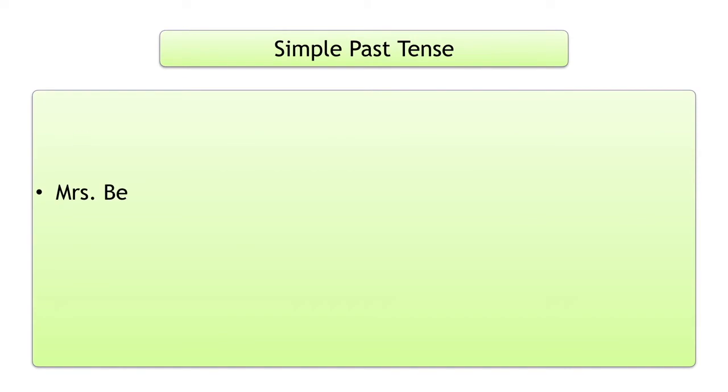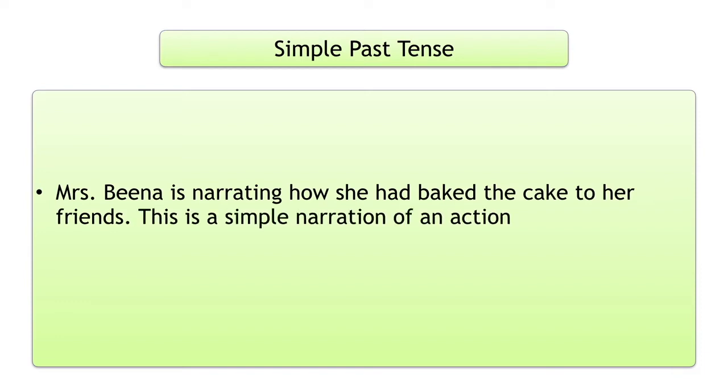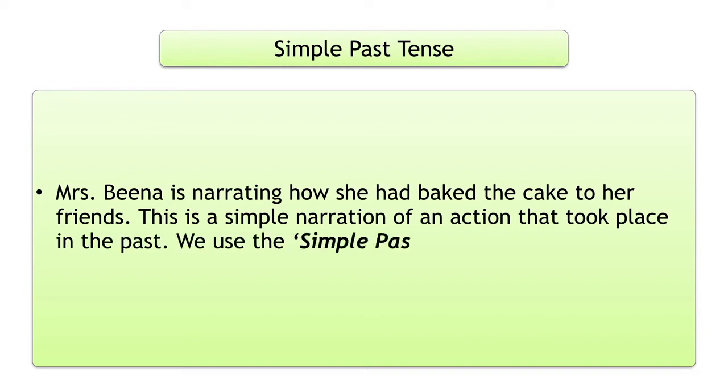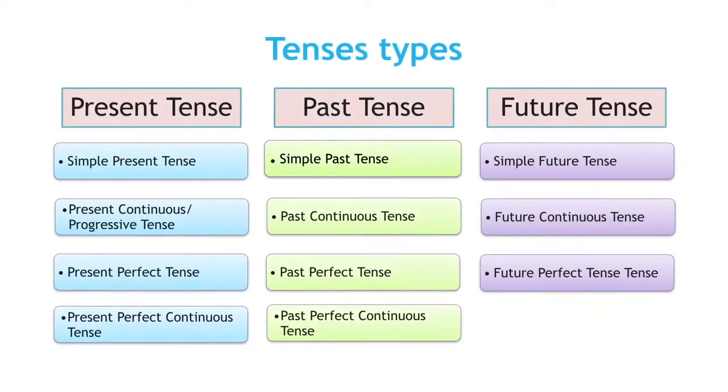In this context, Mrs. Beena is narrating how she had baked the cake to her friends. This is a simple narration of an action that took place in the past. We use the simple past tense to narrate any incident, tasks, or stories. Now we go to past continuous tense.